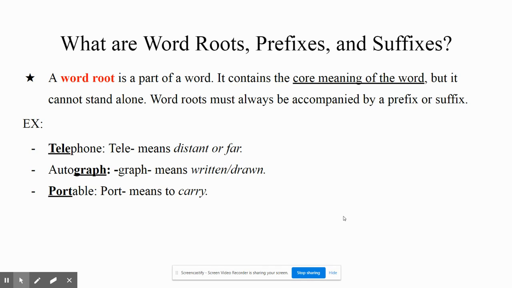So 3 examples below. Telephone, tele is your root word and it means distant or far. Autograph, graph is your root word and that means written and drawn. Or portable, port is your root word and it means to carry. So a word root, when it's accompanied by its prefix or its suffix, this is what's known as a base word. This is the word where you can possibly add a prefix and a suffix to change its meaning. So that's what's going to lead us into the next thing.